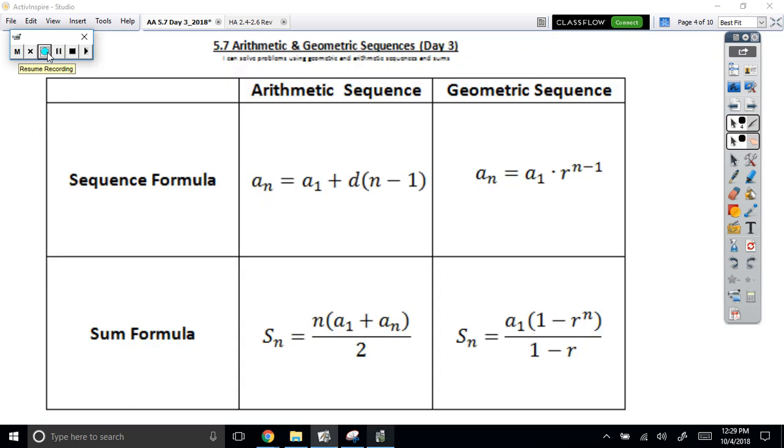All right, so does everyone have the little quarter sheet, formula sheet? Anyone not?